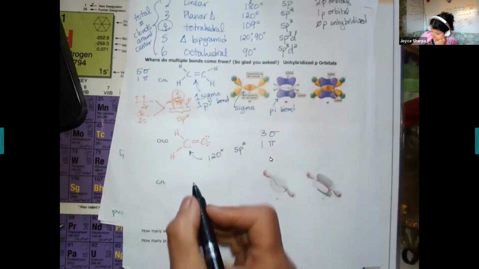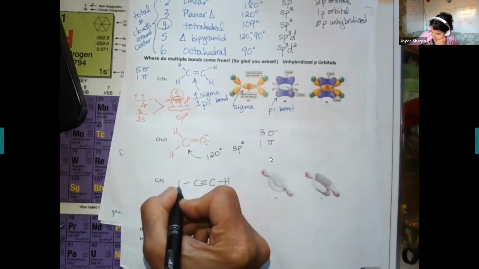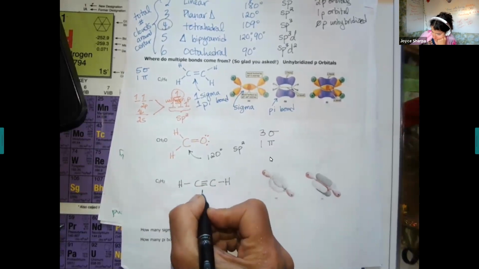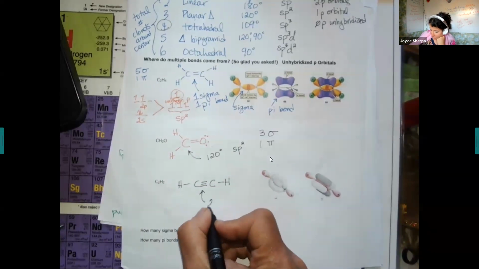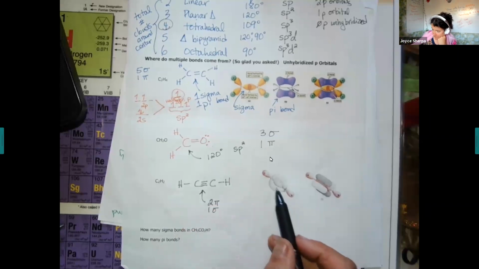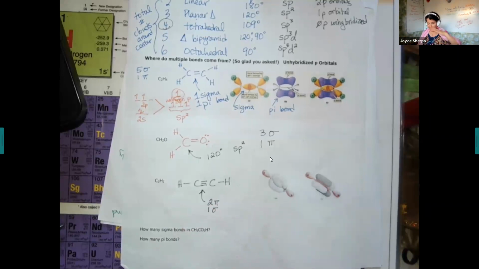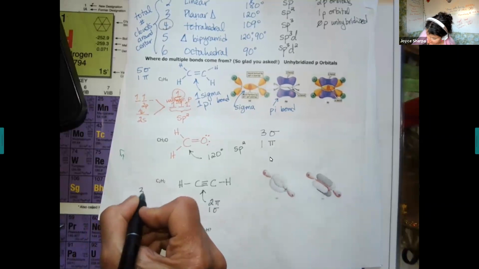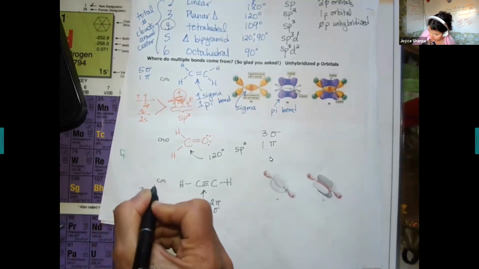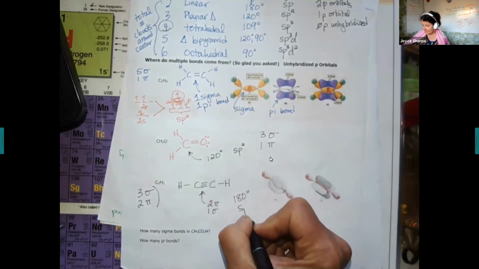All right, C2H2. The only way it will work out is you have to have a triple bond. So this triple bond is 2 pi bonds and 1 sigma bond. That's what the picture is trying to show: you have an overlap in between, and then the overlap in front and back and above and below. So the whole picture is 3 sigma, 2 pi. The bond angle is 180 degrees, and we say this is sp.